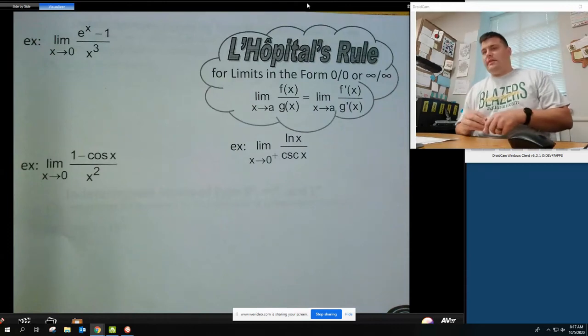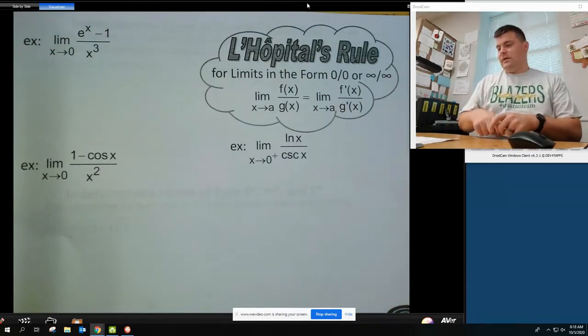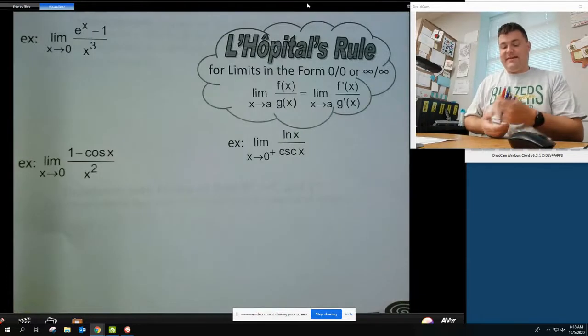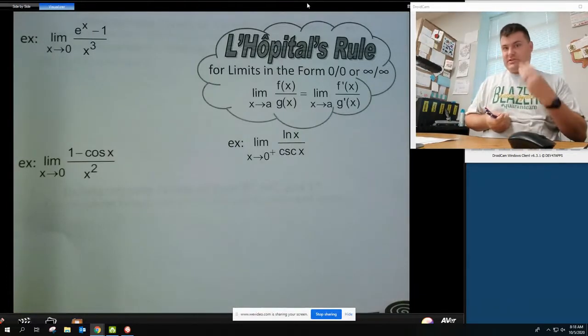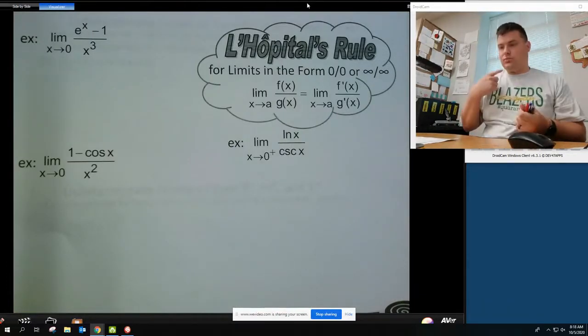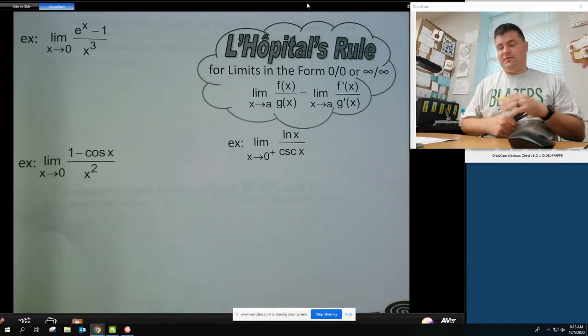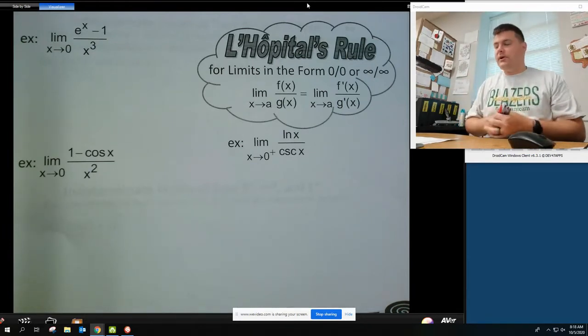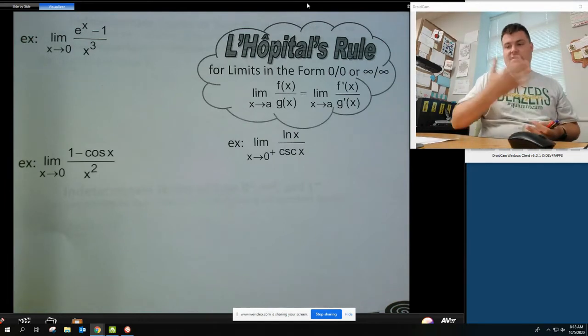Another video on L'Hopital's rule. This is a rule for helping us find limits. So there's actually 3 strands to these. Strand 1 and 2, we'll do that today in terms of level of difficulty and what's needed for it, and then we'll do strand 3 in another video.